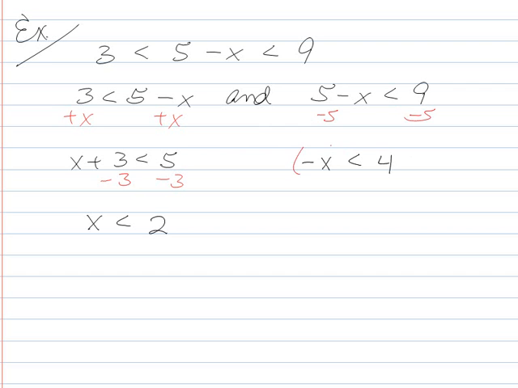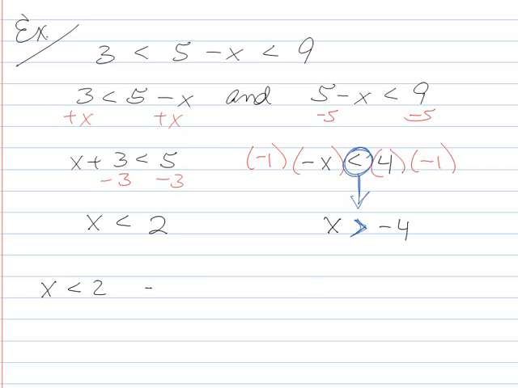But then I'm going to have to multiply both sides by a negative 1. And hopefully you remember that if you multiply or divide both sides by a negative, you have to flip the direction of the sign. So less than becomes greater than. So I have x is greater than negative 4. Okay. So I can go and I can write this out.